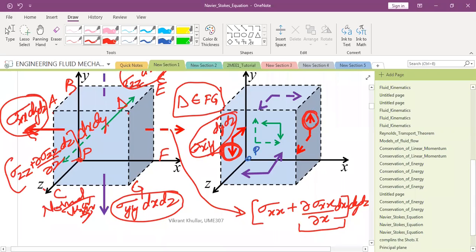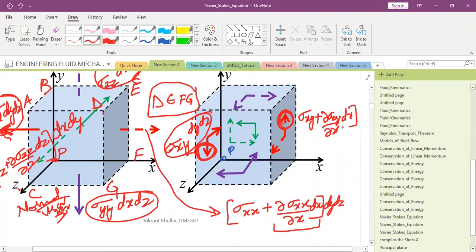What about this? Sigma xy plus what should I write down? Curly sigma xy by curly x into dx dy dz. Is that clear? Any doubts to anyone? Please ask me any doubts. This is very important. If you have any doubts please ask me. Likewise, any doubts?